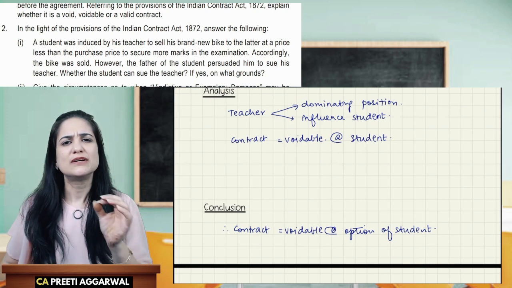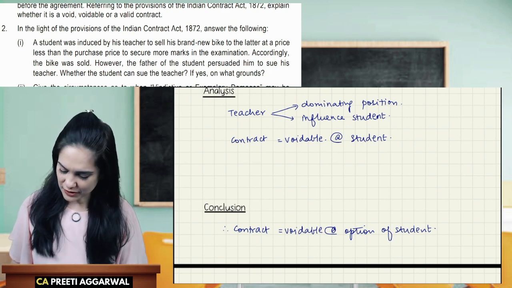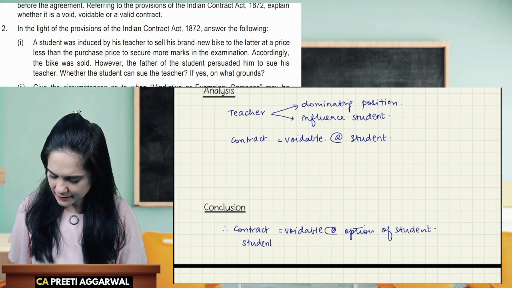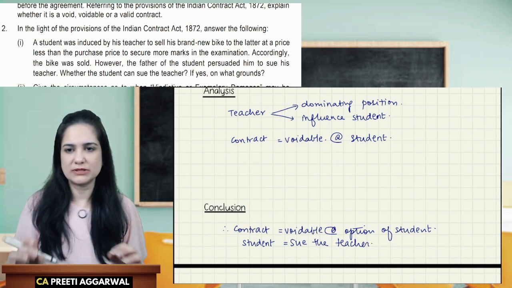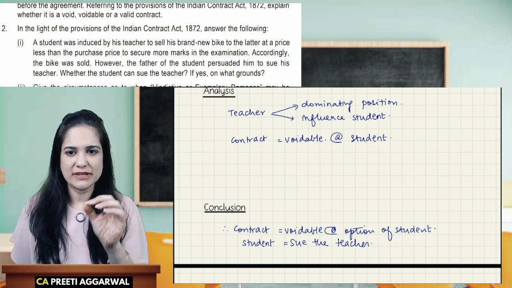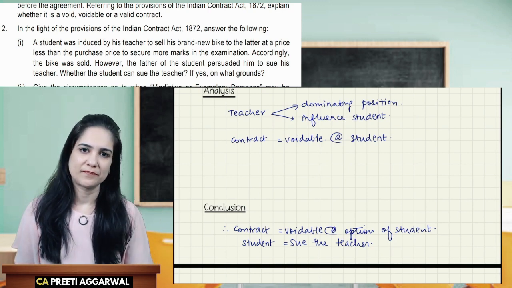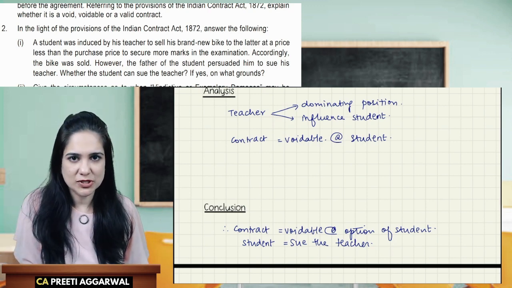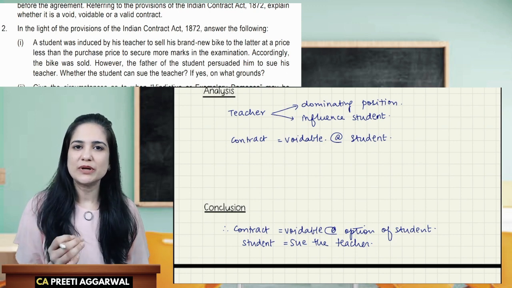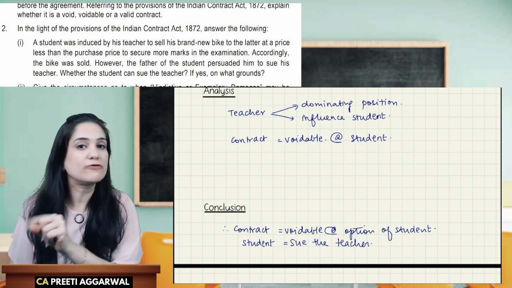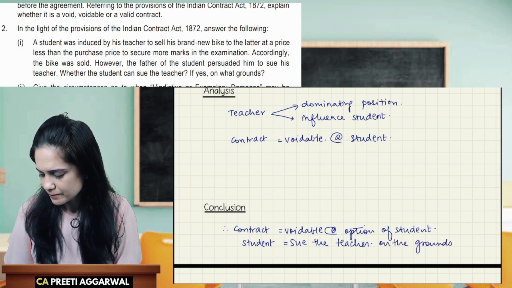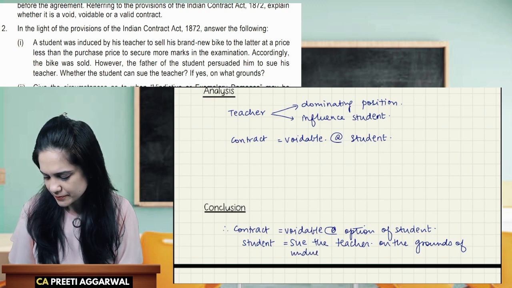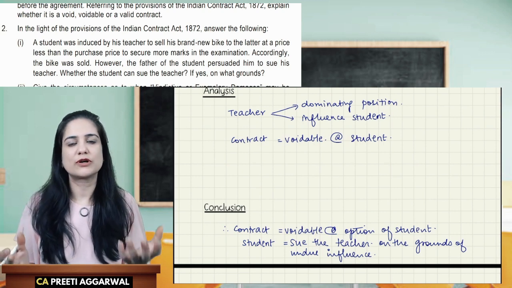The student can sue the teacher, he can cancel the contract. Okay, so you will say the student can sue the teacher. Now why have I written this? Because see, in the question they are asking whether the student can sue the teacher. So in your conclusion, you have to answer that question. So you will say, yes, the student can sue the teacher. They have also asked on what grounds. So you will write over here on the grounds of undue influence. So this is your conclusion as well as you are answering what was asked in the question.